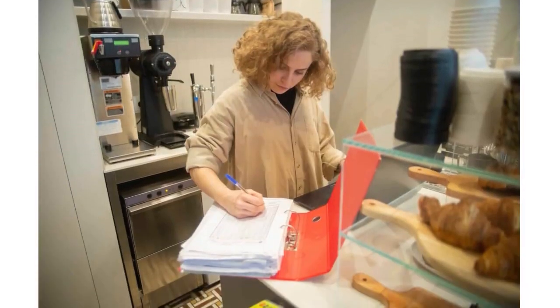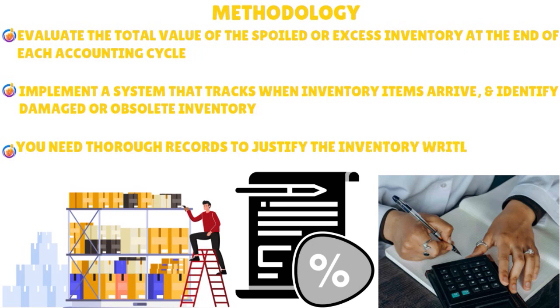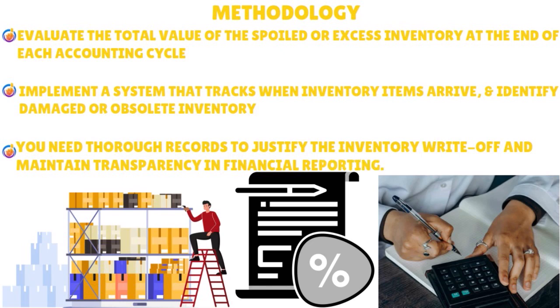Next, you want to document every item. What you want to do is maintain a comprehensive report for every inventory item you have written off. This documentation should include detailed descriptions of the damage or reason for obsolescence. And you actually need thorough records to justify the inventory write-off and maintain transparency in financial reporting. This is going to be very helpful in the long run.